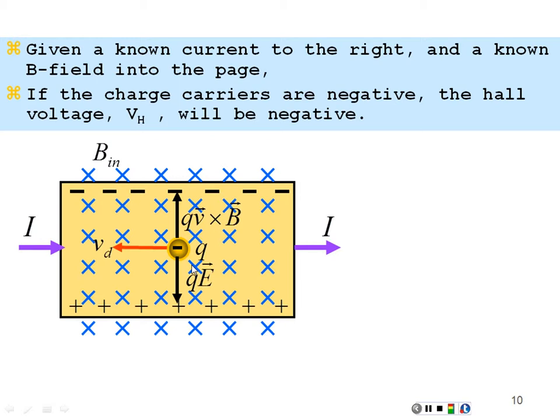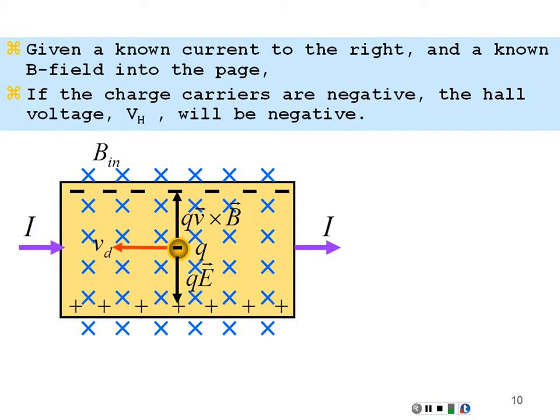If the carriers were negative, they'd actually be moving in the opposite direction from what we indicate as the current. I have a B field going into the page as you're looking at it. And if we did our cross product, qV cross B, as you're looking at it, it's going to the left into the page. So V cross B would be down, but then the charge is actually a negative charge.